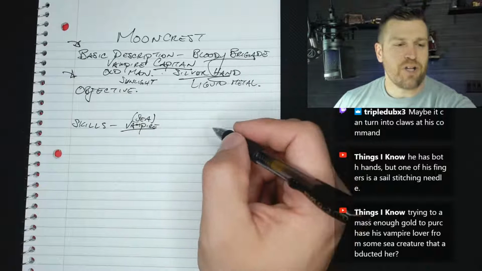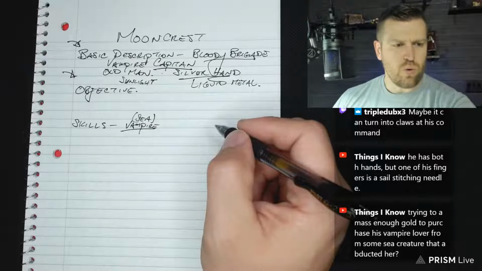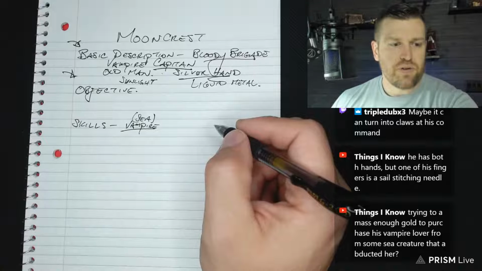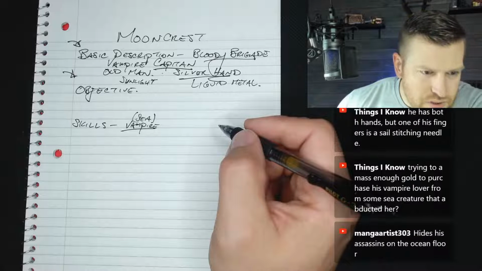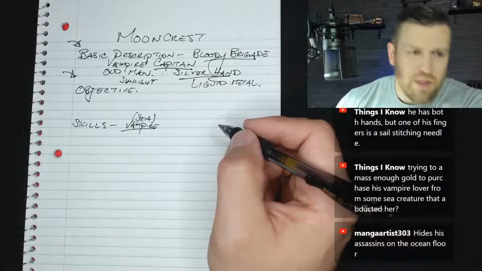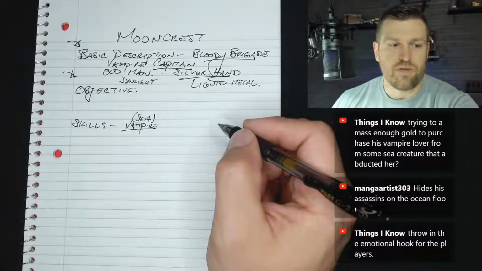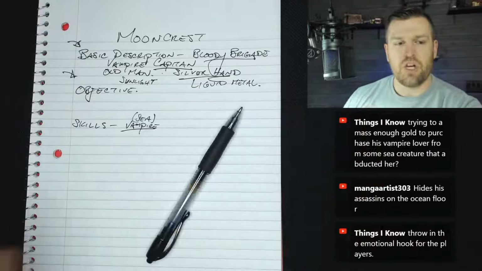There's a vampire show. Ooh, things I know. Trying to amass enough gold to purchase his vampire lover from some sea creatures that abducted her. Hides his assassins on the ocean floor. Throw in the emotional hook for the players. Okay, that could be good.